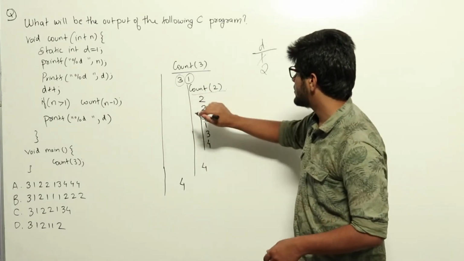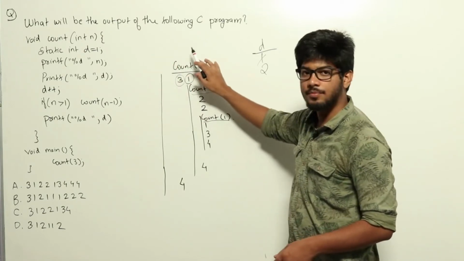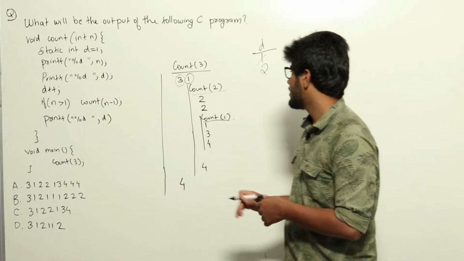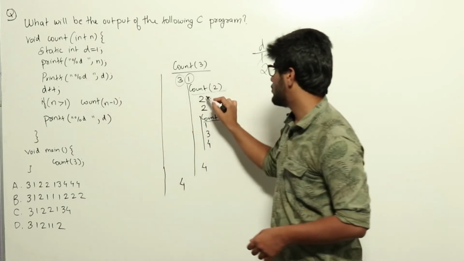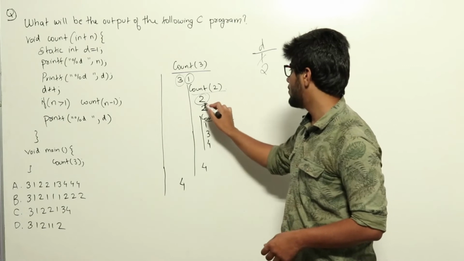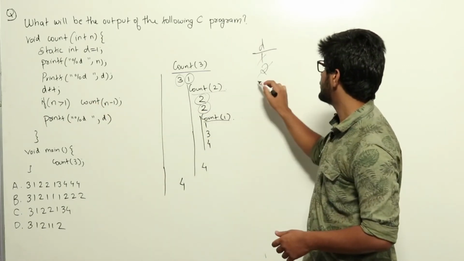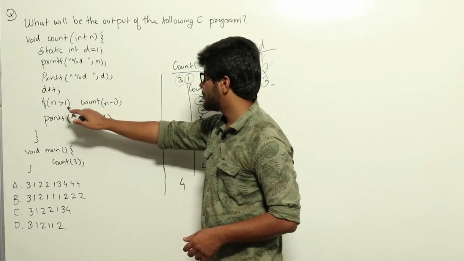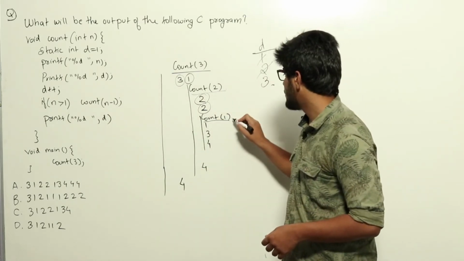Now you need to see that we haven't exited from the count 3 function, but within this function we are calling count of 2 recursively. So we are in count of 2 now. We are printing n, that is 2. After that we are printing d, so d is 2 now, so 2 will be printed. After that we are incrementing d again, so d will be incremented to 3 now. If n is greater than 1, that is true, 2 is greater than 1, we are calling count of 2 minus 1, that is count of 1.